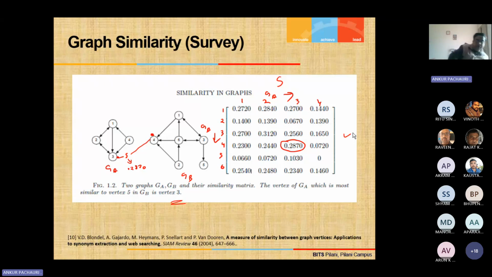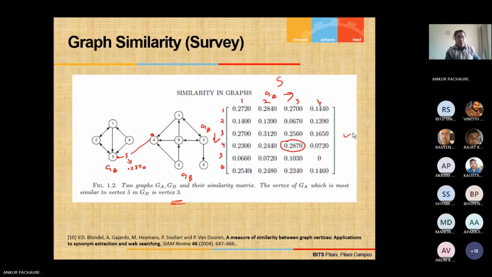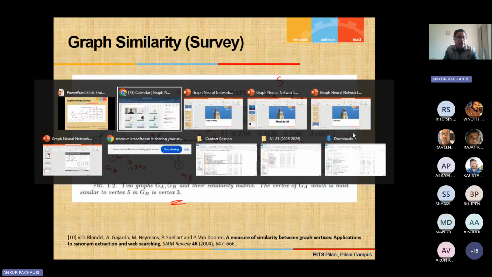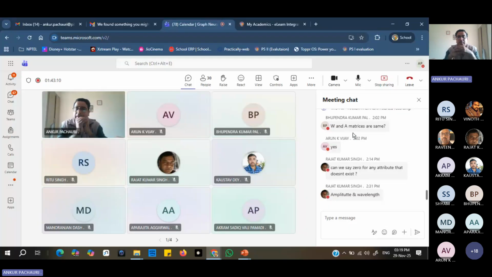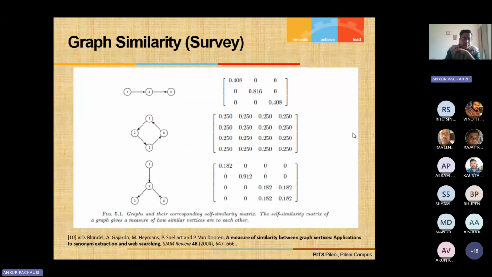A bit of mathematics, but I think, is it clear now? Please confirm so that I can move forward. I cannot leave you behind guessing, so please confirm. Is it good? Yes, sir. Yes. Okay. Chalo.